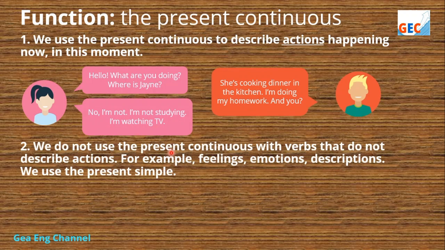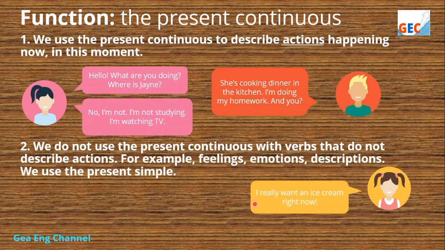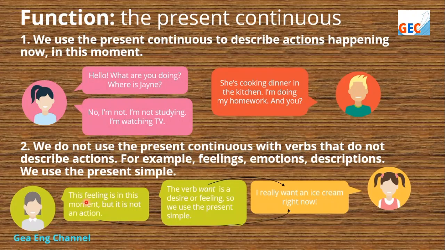We do not use the present continuous with the verbs that do not describe actions. For example, verbs that describe feelings, emotions, or descriptions. For example, I really want an ice cream right now. This feeling is in this moment, but it's not an action.